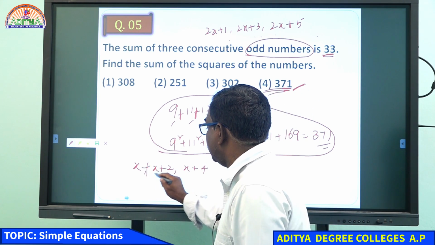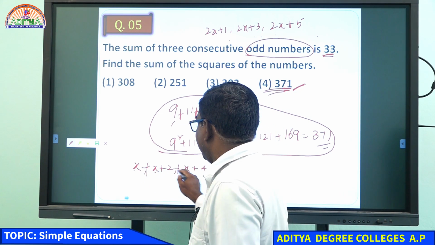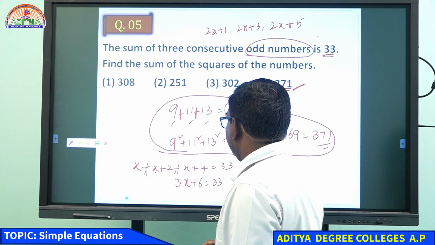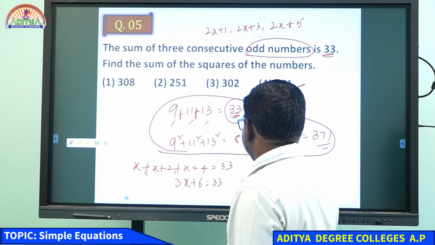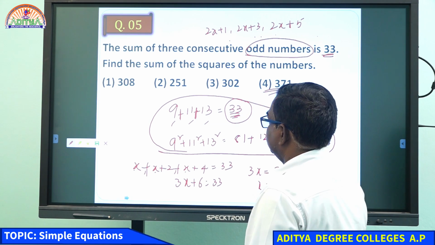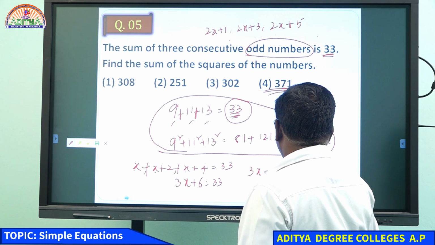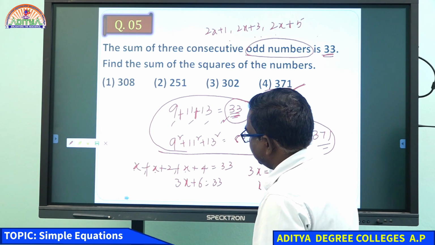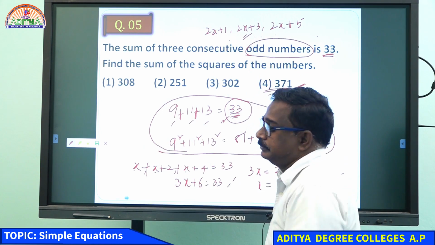If you add all these, what happens? That is given as 33. 3x plus 6 equals 33. 3x equals 33 minus 6, that is 27. So x equals 9. So the first one is 9, second one is 11, third one is 13. By this also we will get it. This is our thought process. This is our regular process. This is the original process.